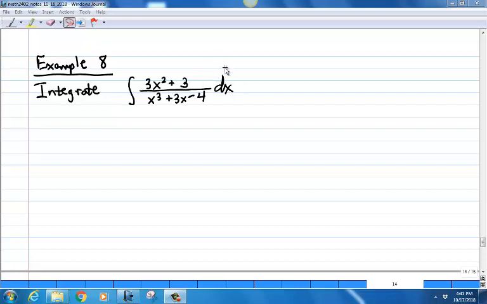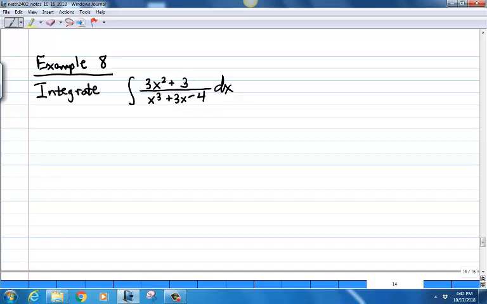Okay, so here we have another example of finding an antiderivative of a rational expression. And at first glance, this looks like a good candidate for a partial fraction decomposition, correct? Because the degree of the polynomial in the denominator of this rational expression is 3, and the degree of the polynomial in the top is 2. So the degree of the bottom is bigger than the degree of the top, and that's often an indication that we want to use partial fraction decomposition.